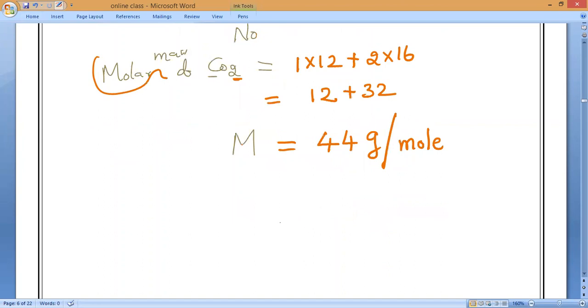So this is the molar mass. And what is Avogadro number? Avogadro number is a constant number, N naught. What is the number?